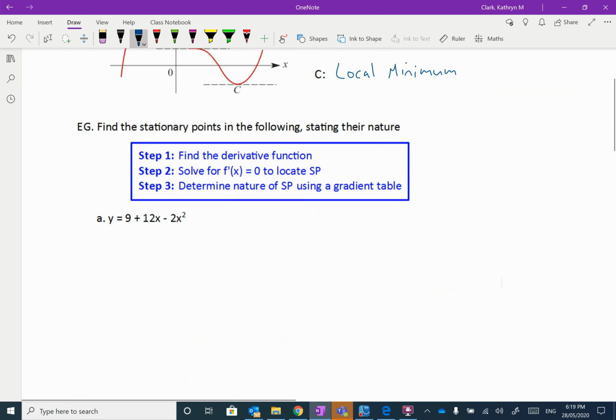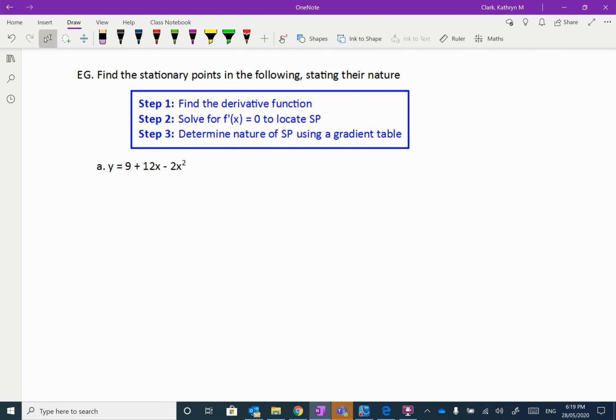So our first example here. Find the stationary points in the following and state their nature. So our first step is to always find where the derivative is equal to 0. So we're going to derive this function first. So that's going to give me 12 minus 4x. We then want to solve for where that function is equal to 0 to identify the x coordinate where the stationary point occurs. So this is going to be x is equal to 3.